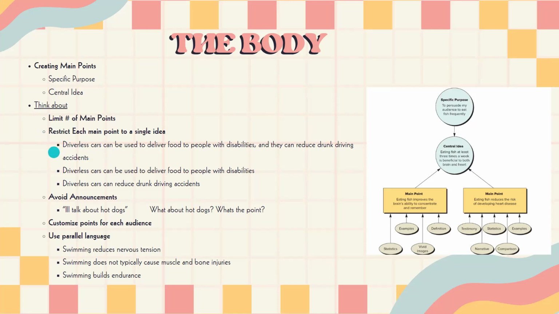So, for example, driverless cars can be used to deliver food to people with disabilities, and they can reduce drunk driving accidents. As one main point, that's a lot. What we'd want to do is break it down into this. Main point 1: Driverless cars can be used to deliver food to people with disabilities. Main point 2: Driverless cars can reduce drunk driving accidents.